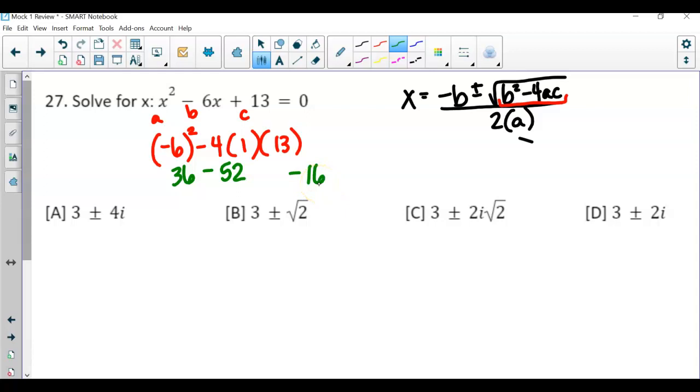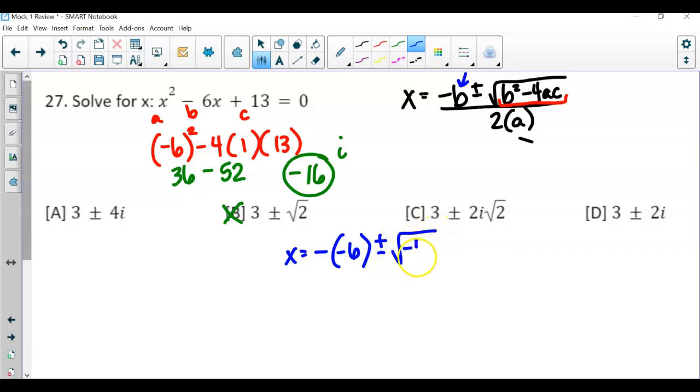So notice how with negative 16, because the discriminant's a negative, right? That means we're going to have no real or two imaginary. So we do need i in our answer. So I'm going to go ahead and just mark off B. Now I'm going to go ahead and continue. So we've got here x is equal to negative b. Well, what is your b? Negative 6. So I've got negative, but negative 6 plus or minus the square root of negative 16 over 2 times a, or 2 times 1.